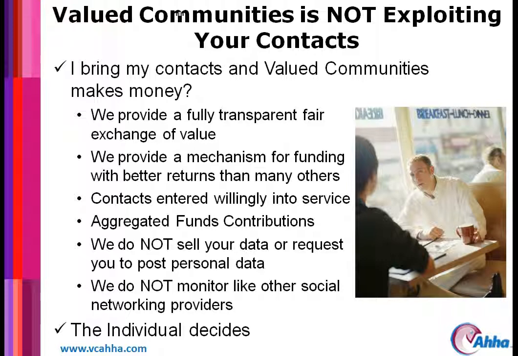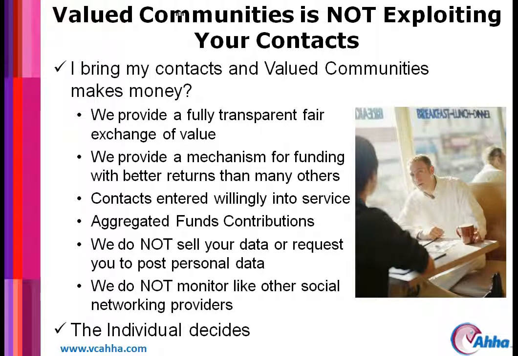Your contacts are entering into the service willingly. It is their choice. Remember, we talked about how you may own the record in your address book, others don't get to use it and see it, but you don't own that individual, because that individual lives in multiple communities and has multiple interests. We talked about before how we add extra funds to the aggregated fund that we can, so the interest is going back to grassroots.